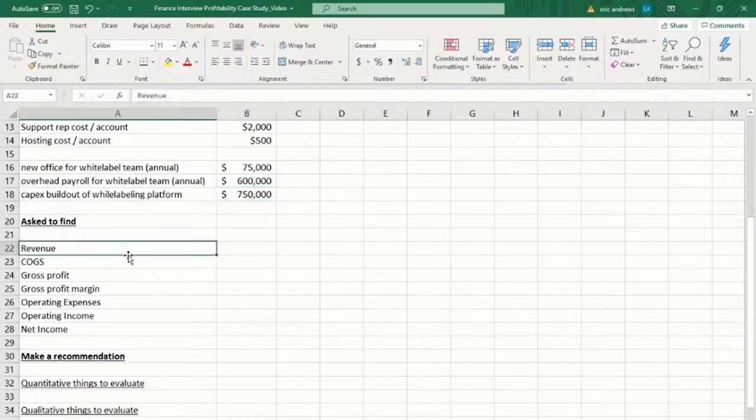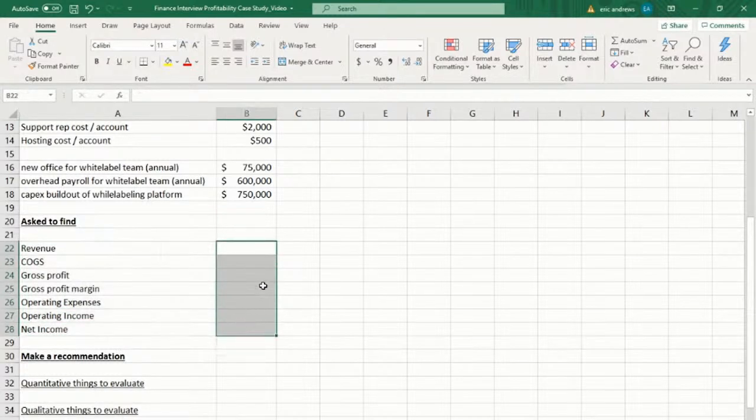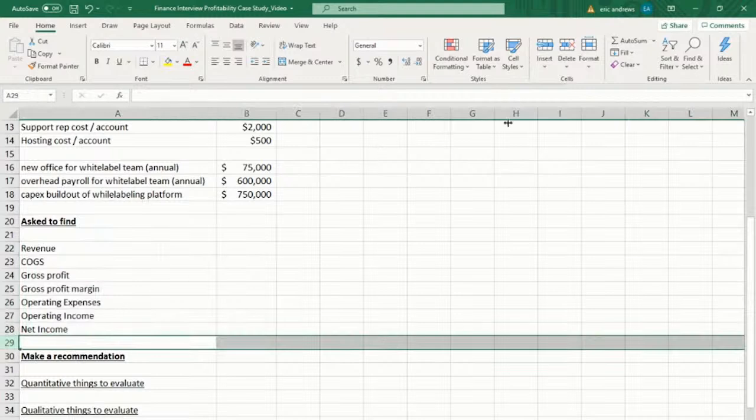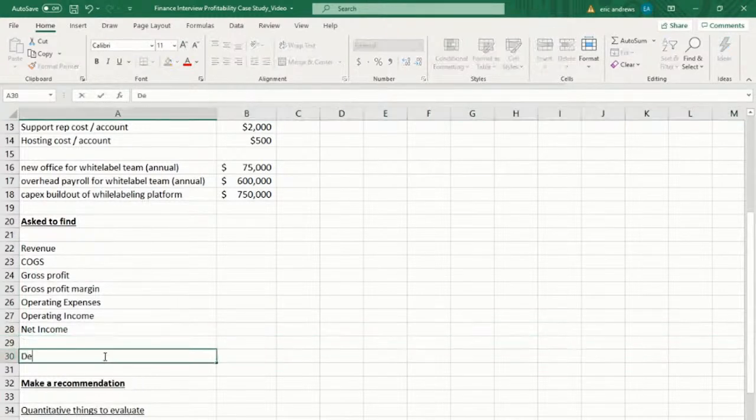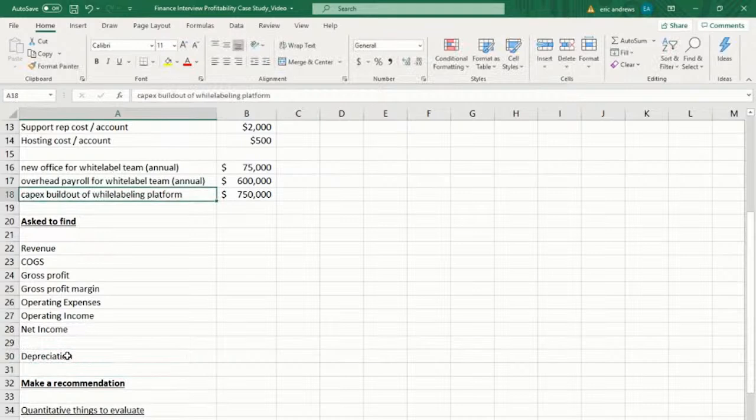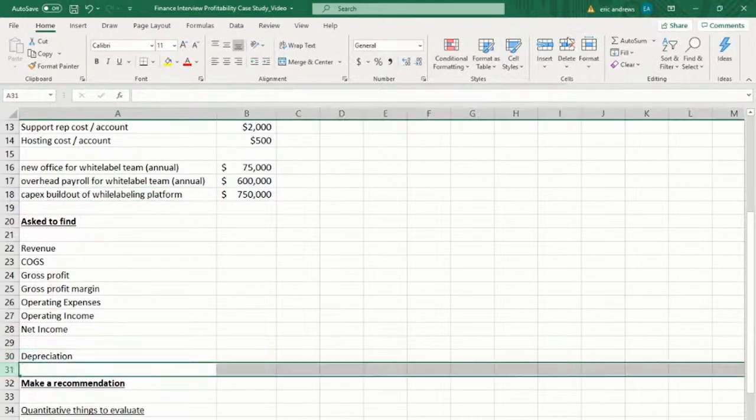So you're solving for revenue, cost of goods sold, gross profit, operating expenses, operating income, net income. So the whole income statement, you want to basically build it. And we can do that. But one thing that will be definitely missing is, first off, depreciation. We're going to have to calculate depreciation because we have a CapEx investment. So there'll be some assets that we're needing to depreciate.